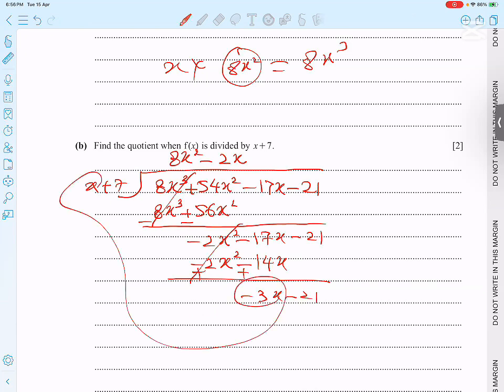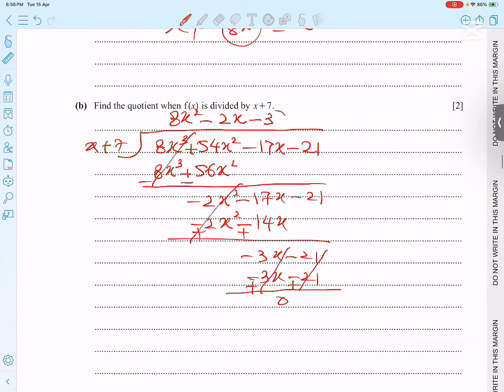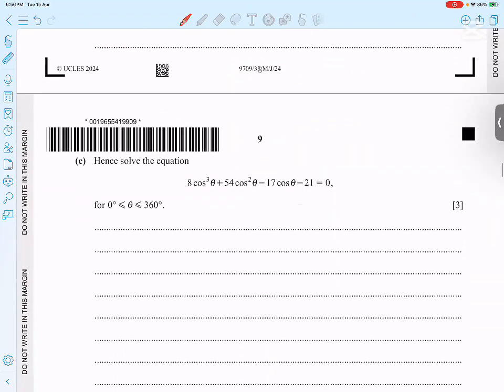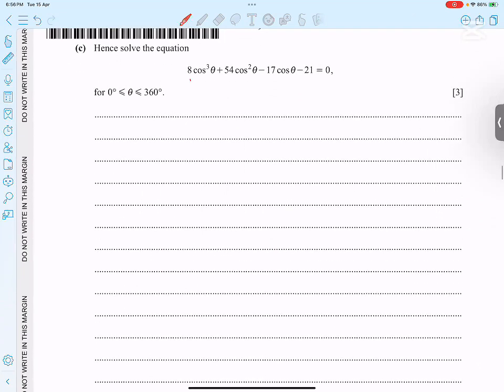This multiply what to give you this answer? Negative 3. Sign changes. So this is done. And he asked me quotient. The top value is called quotient. So quotient is 8x square, negative 2x, and negative 3. And now you know what the next question part here. Okay, he asks quotient only. But next part C, he's asking this one.